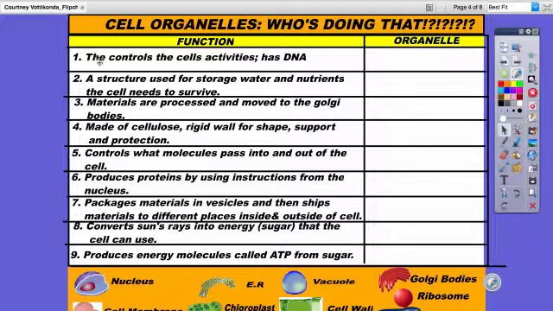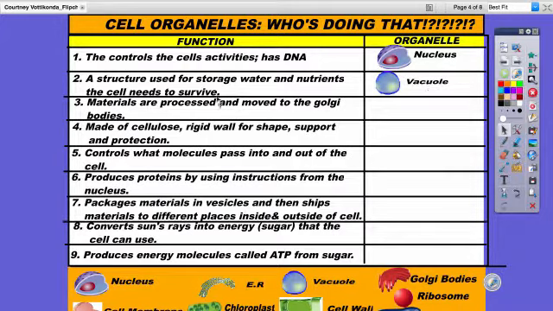Number 1, this controls cell activity and it has DNA. The answer is the nucleus. So let's drag the nucleus to the appropriate spot. So let's look at number 2. A structure that is used for storage of water and nutrients the cell needs to survive. The answer is the vacuoles.